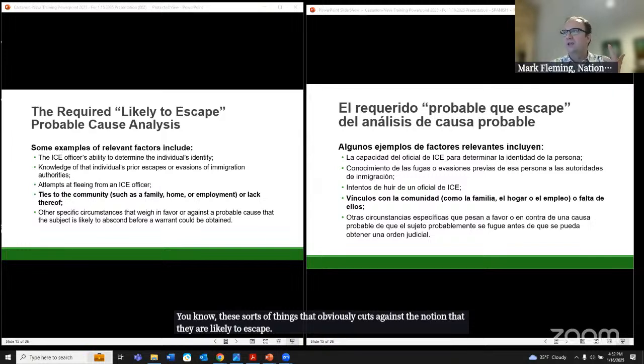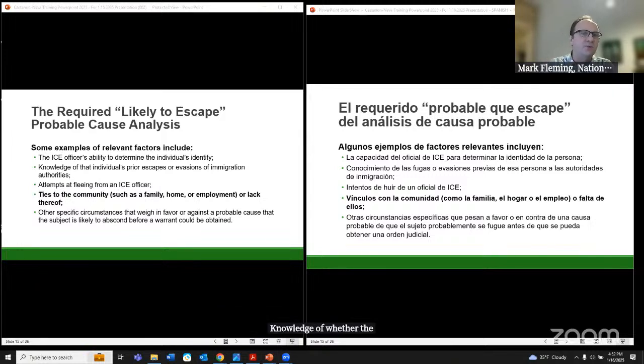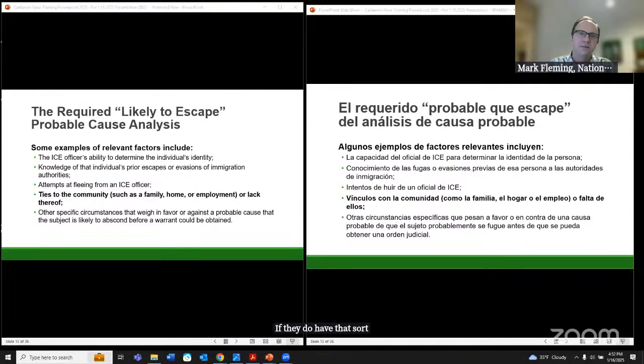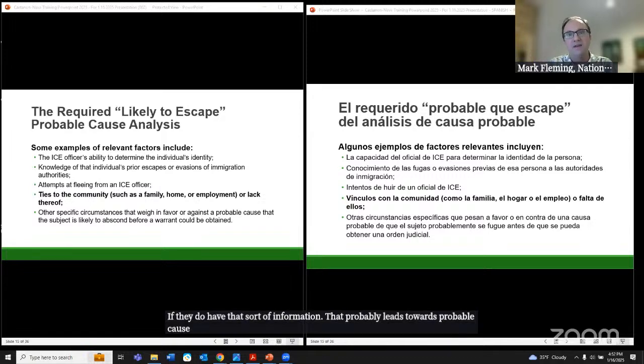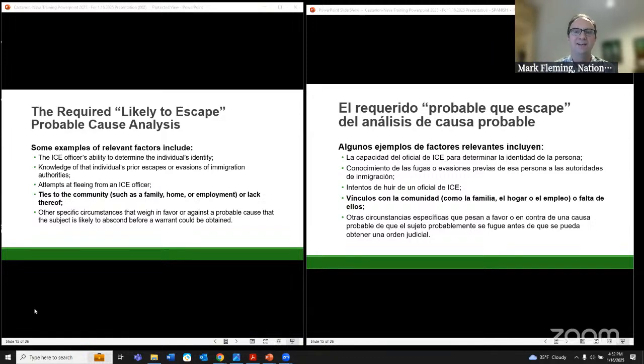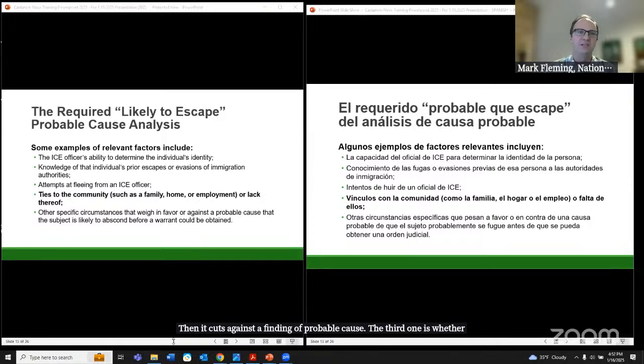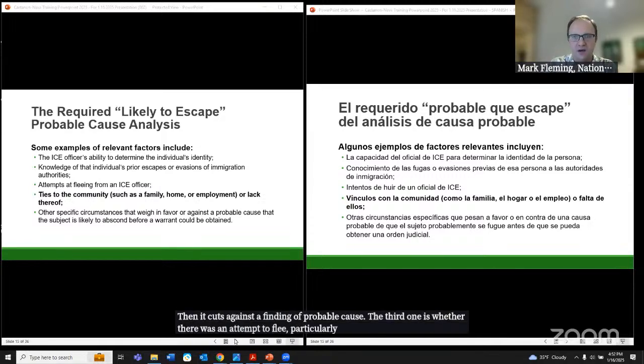Knowledge of whether the individual has previously tried to escape or evade immigration officers. Now, obviously, this cuts both ways again. If they do have that sort of information, that probably leads towards probable cause. Whereas if they don't have that information, then it cuts against a finding of probable cause. The third one is whether there was an attempt to flee, particularly when the ICE officers encountered the individual.